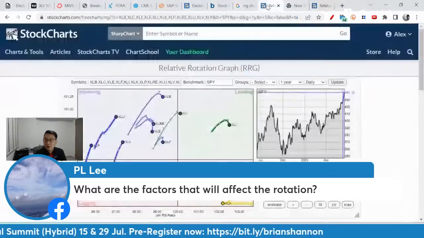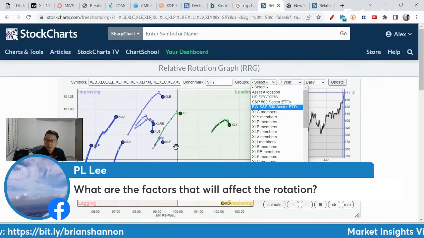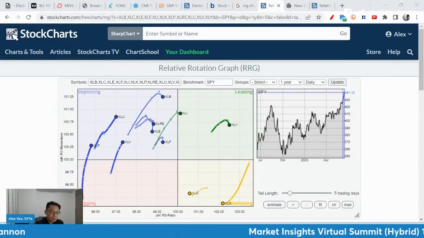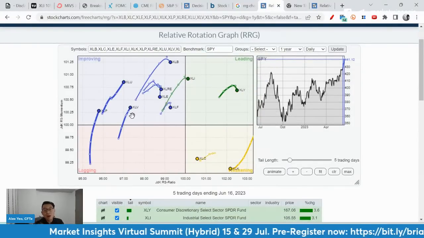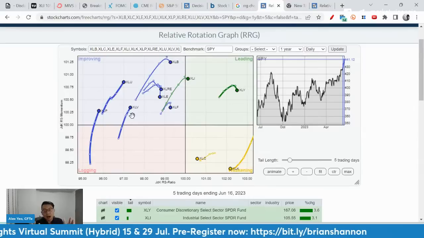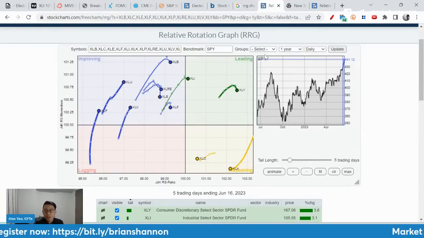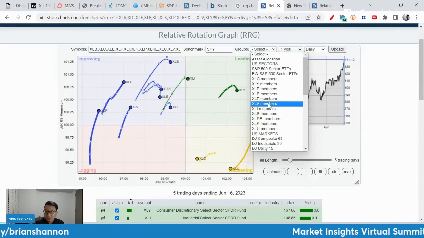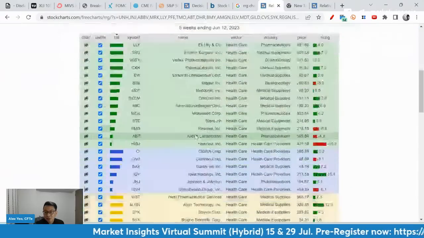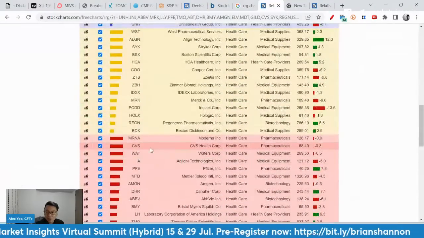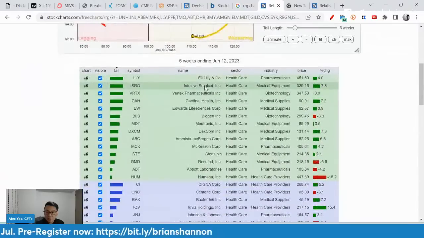Of course, you can also see that right now, for example, XLV is improving. But it doesn't mean that all the health stocks are good or are leading. So you can also subdivide into the individual sector. For example, the XLV members over here. You can see all the stocks of the XLV are here. You can see that Moderna, CVS, all these are lagging already. The ones that are leading right now are the green color ones, or improving.